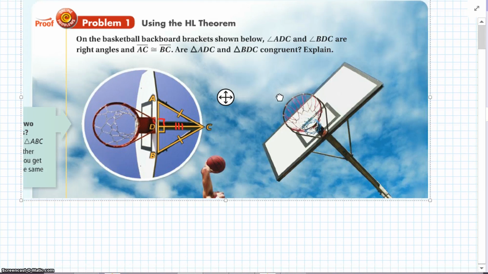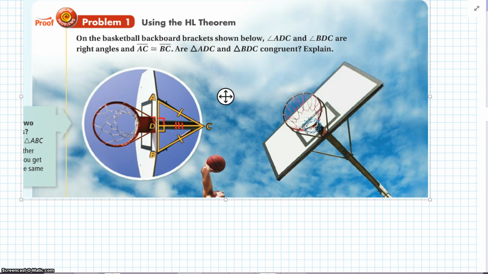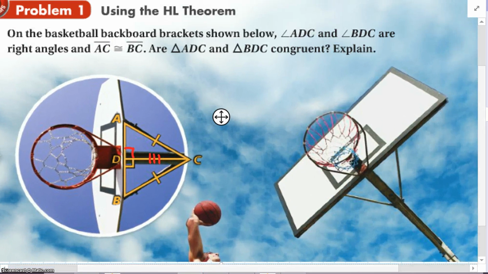All right, so problem one. On the basketball backboard brackets shown below, angle ADC is congruent to BDC, and they're the right angles, and AC is congruent to BC. Are they congruent? Our triangle ADC, I'll try to highlight that in yellow, and BDC, I'll highlight that one in a darker color.